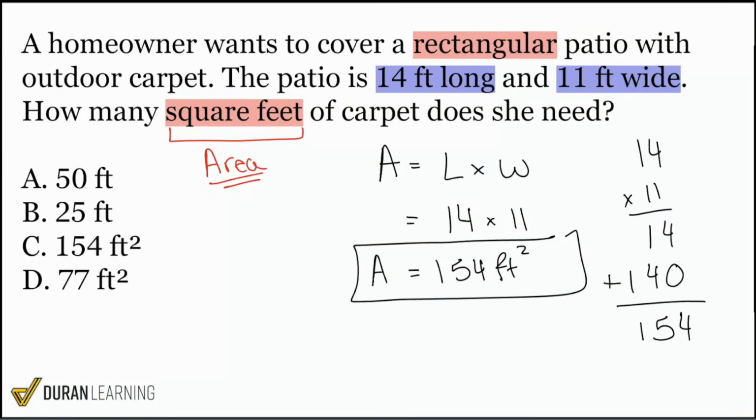This is a great example about how knowing your formula just isn't enough. You have to know your keywords to know what formula you're actually supposed to use. And there we go, everybody. 154 feet squared, answer choice C.